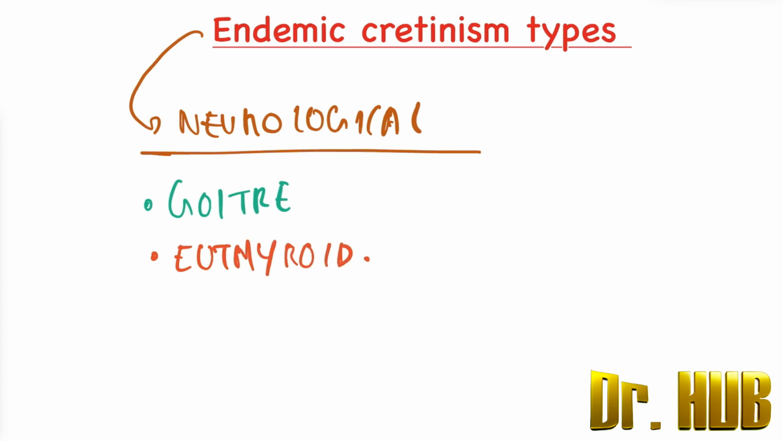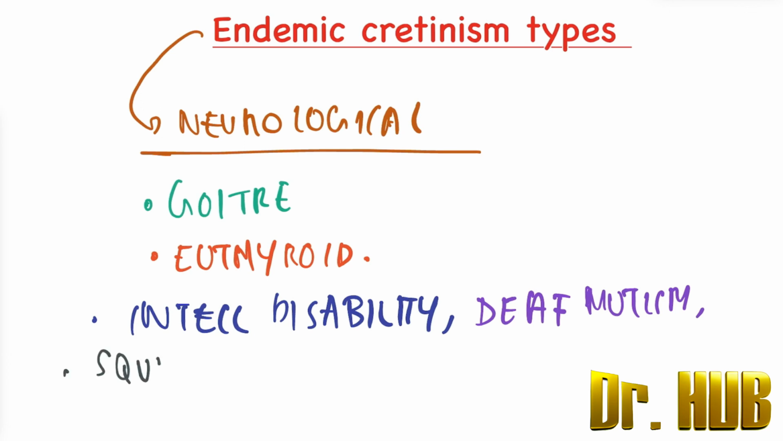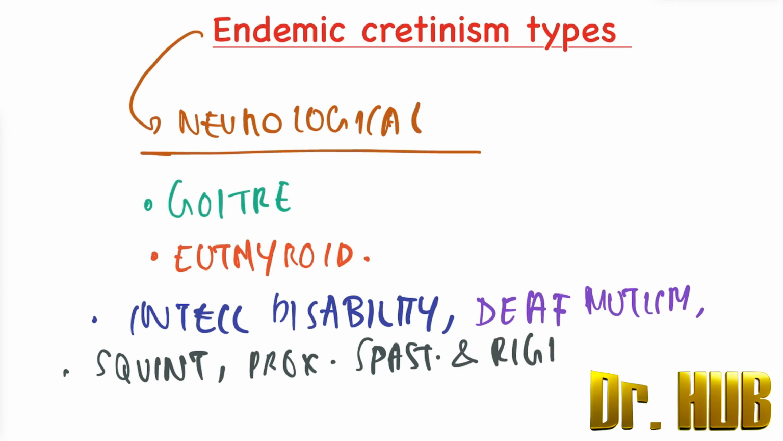Next, there can be intellectual disability, and there can also be presence of deaf mutism. There is also presence of squint and proximal spasticity and rigidity.